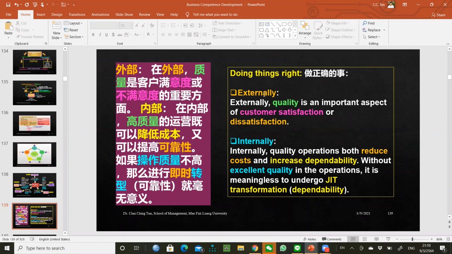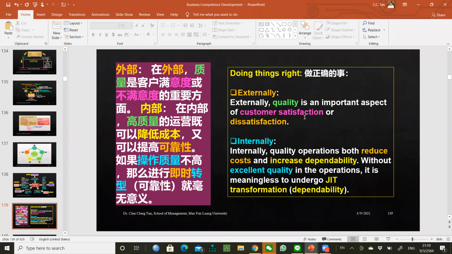So, for example, doing the right things. If you do the right things externally, quality is why we need to do the right things, which is to deliver as promised, right? Quality, fitness for use, right? Because externally, quality is already very important. If you cannot deliver something, that doesn't make sense to people, right? So satisfaction, dissatisfaction will be a result of this, you doing the right things. Okay, and if customers are not satisfied, you know that you're not doing the right things.